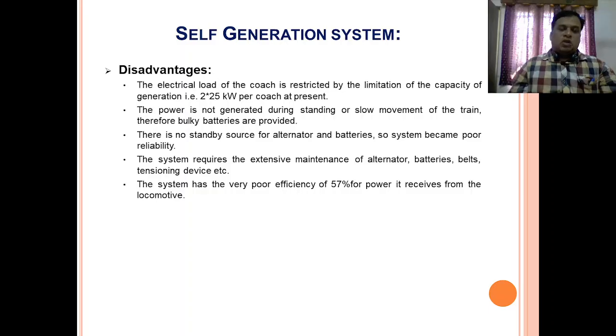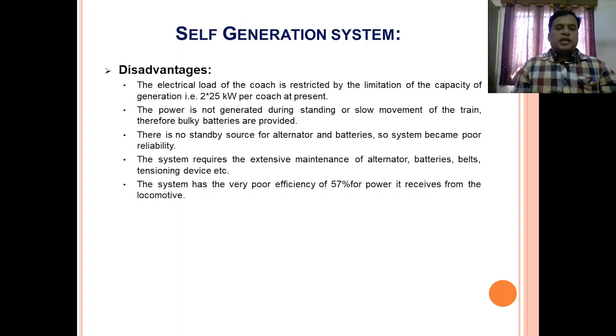The disadvantages. Now we will talk about the disadvantages. The electrical load of the coach is restricted by the limitation of the capacity of the generation, that is, it is 2.25 kilowatts per coach at present, and the power is not generated during standing or slow movement of the train. Therefore bulky batteries are provided here, and there is no standby source for the alternator and batteries, so the system becomes very poorly reliable.